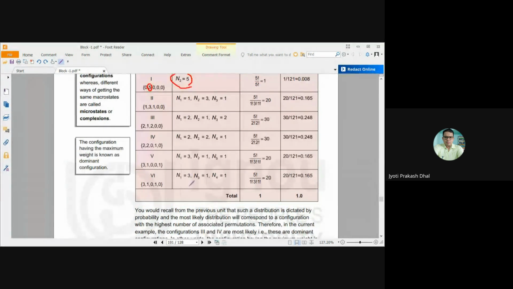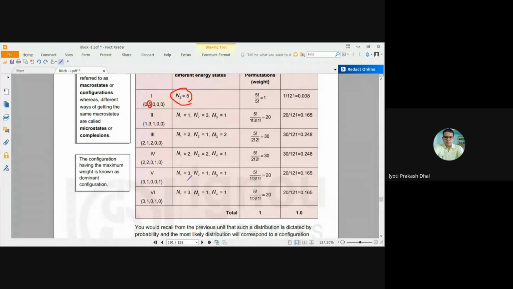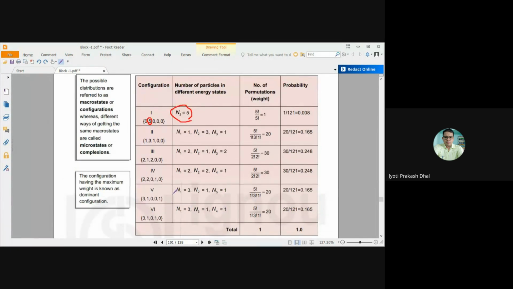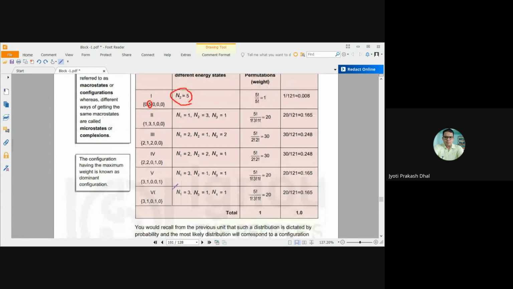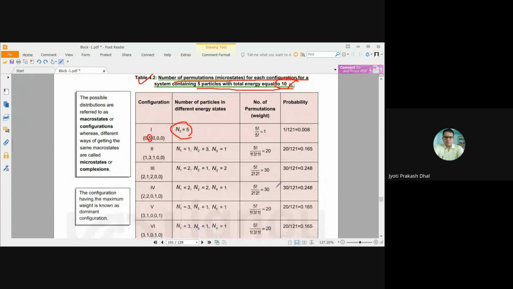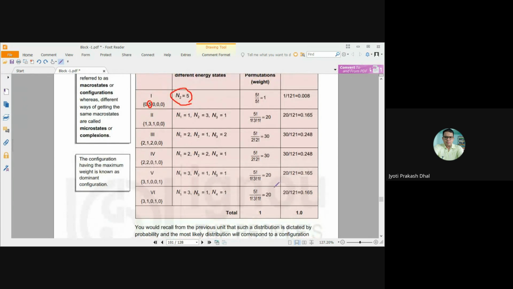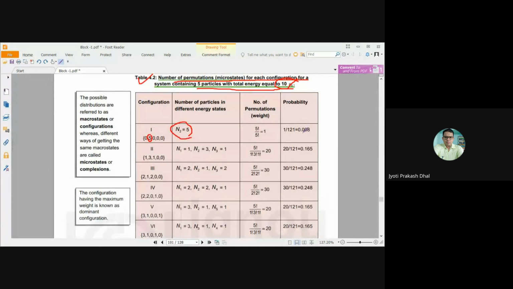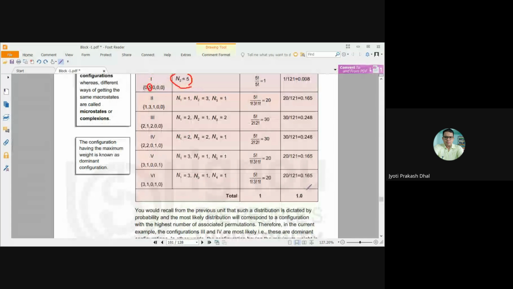And similarly, you can see the different probabilities of the different configurations that we discussed manually in the previous example. Here we are applying the formula, we are calculating the number of permutations or W value and the corresponding probabilities. So here if you add the probabilities, the total probability will become 1.